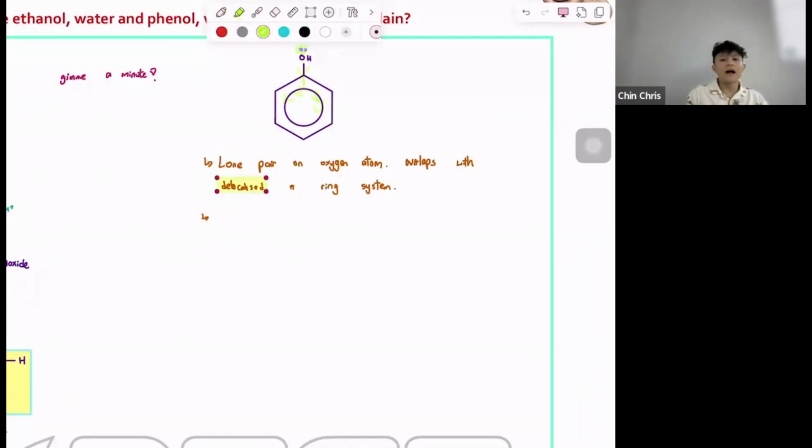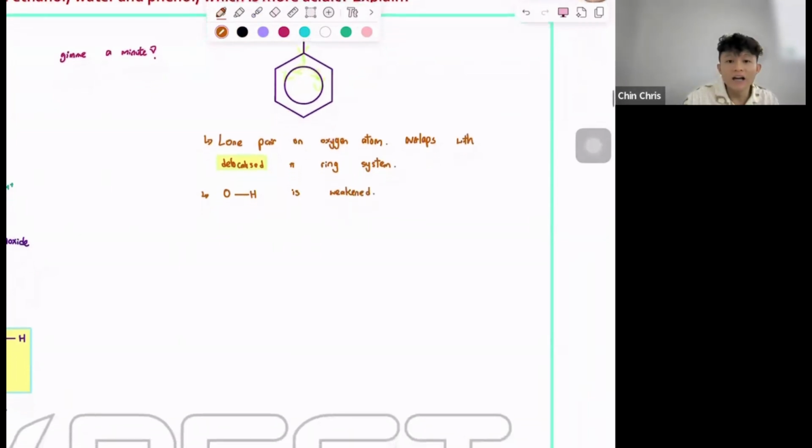Okay, guys, once the electron goes into the ring, what happens to the O-H bonding? Yes, correct. Thank you very much. Second point, please write it as your O-H bonding is weakened. So guys, when the O-H bonding is weakened, is it easier to break or harder to break? Yes, well done. It's easier to break.